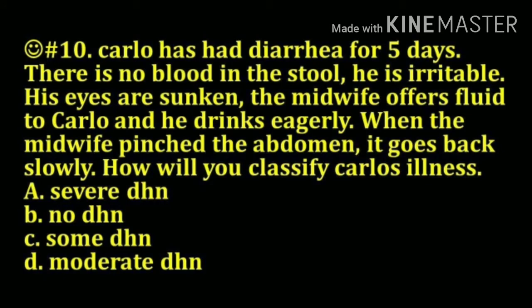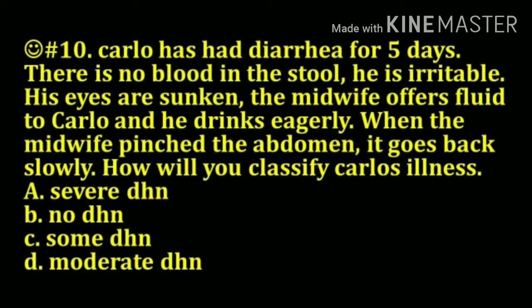Okay, next, number 10. So, Carlo has had diarrhea for 5 days. There is no blood in the stool. He is irritable. His eyes are sunken and offers fluid. So, goes back slowly pa rin. Okay, goes back slowly. So, ang sagot dyan is some dehydration pa rin. Okay? So, pag sinabing some dehydration, ang management natin is plan B. Pag no dehydration, plan A. Pag severe dehydration is plan C.